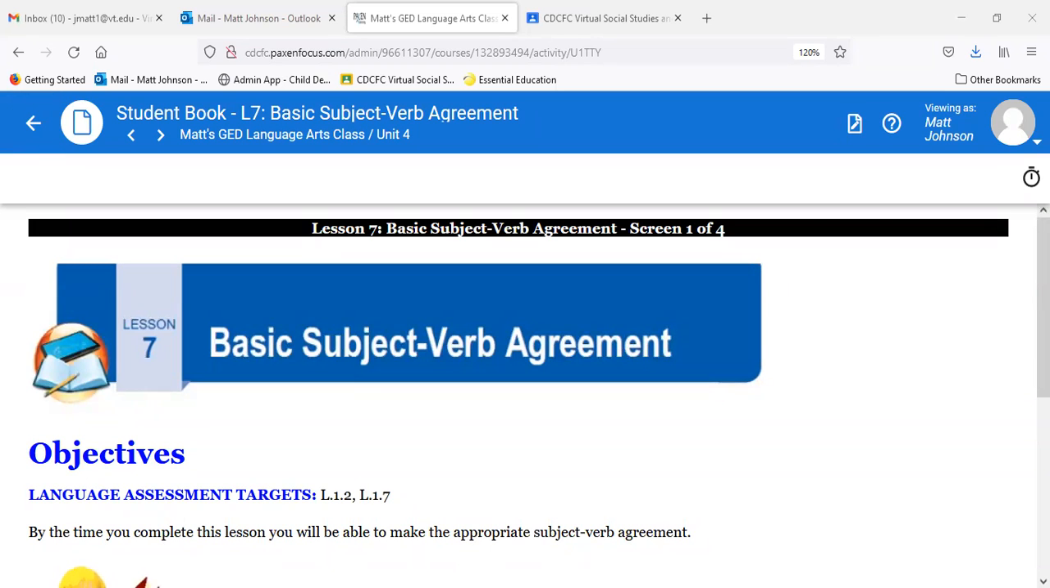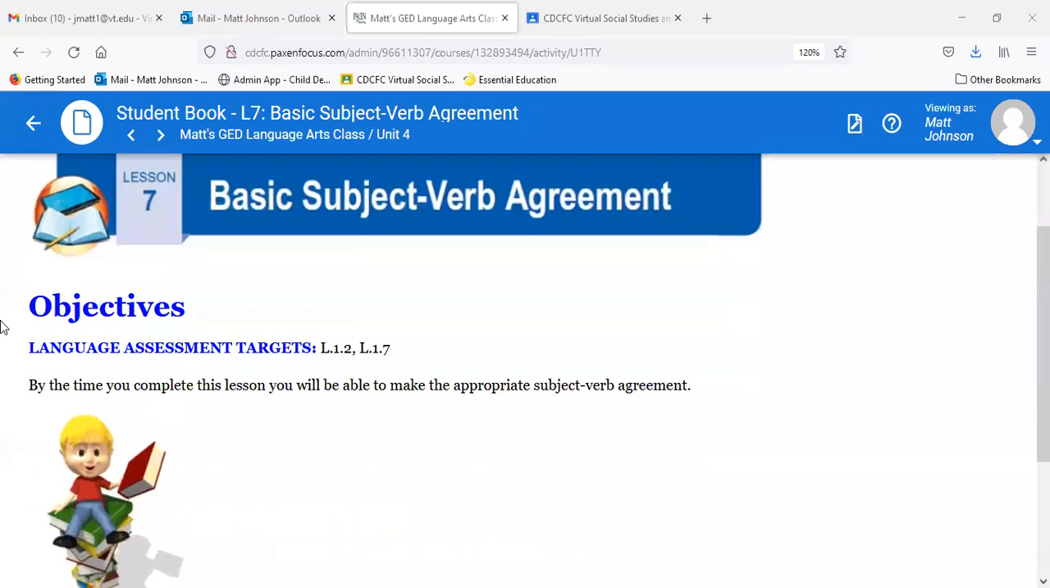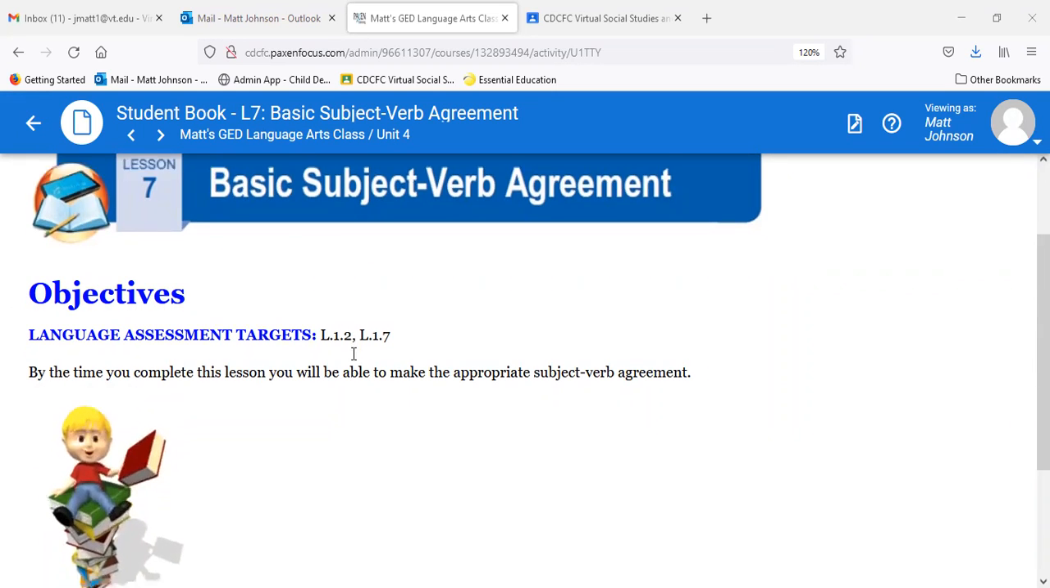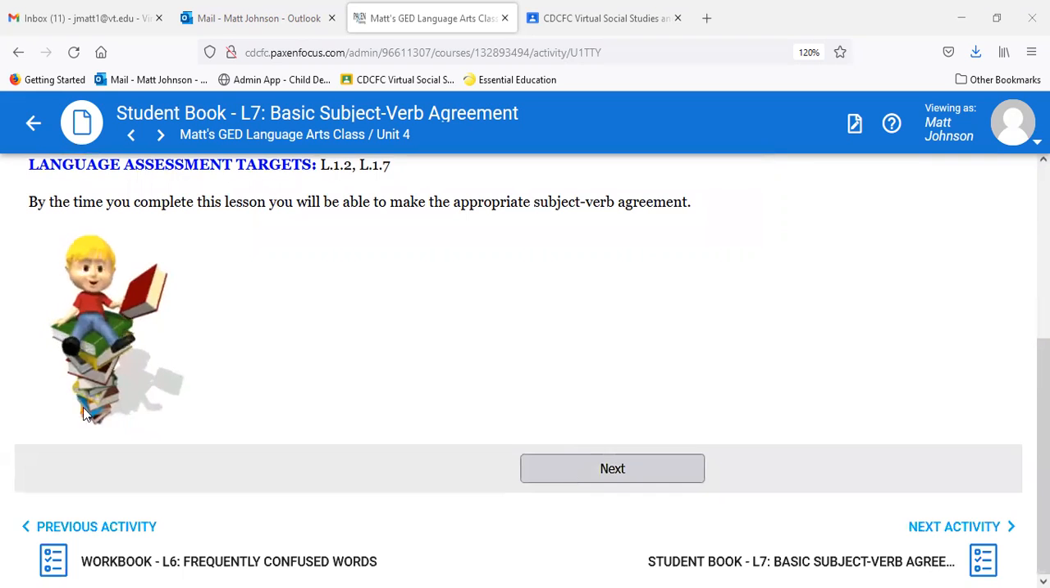So continuing on with unit four, now we're already on lesson seven. We'll do lesson seven and lesson eight today. Basic subject verb agreement. So we have to have a form of verb that's going to match our subject. And we'll get into that here. By the time you complete this lesson, you'll be able to make the appropriate subject verb agreement. Sometimes that can be a little tricky. We'll take a look here.